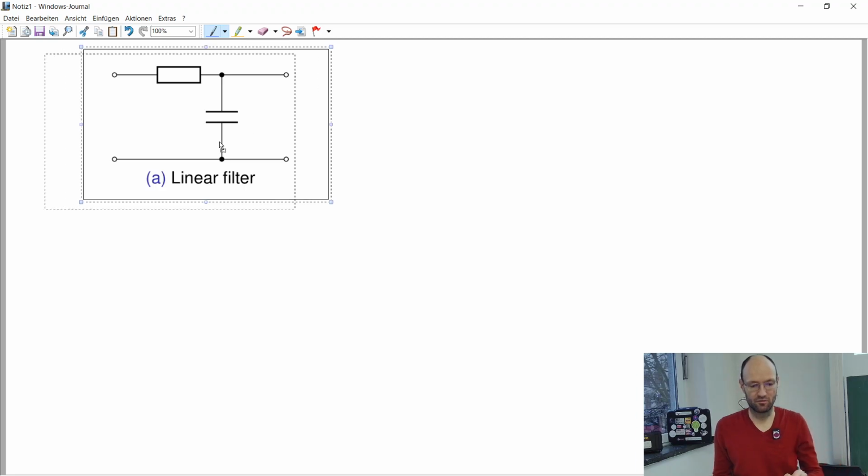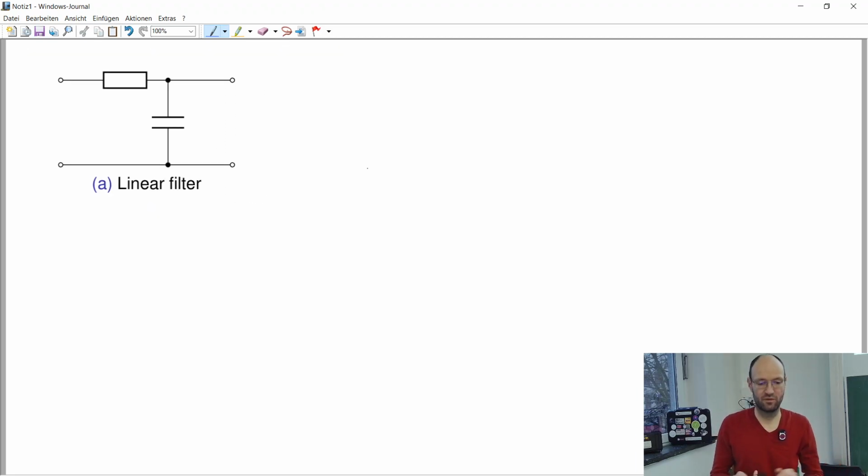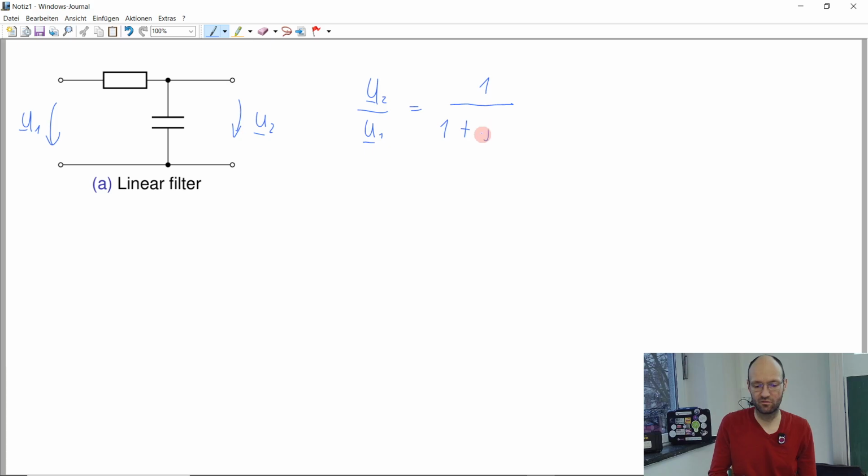And so if we would write the transfer function of this, and say this is some input voltage and this is some output voltage, and write down, without doing a lengthy derivation, the ratio of the output voltage to the input voltage, we can use a voltage divider, and at the end for this filter we end up with something like this: 1 divided by 1 plus j omega divided by omega c. So angular frequency divided by some corner frequency.